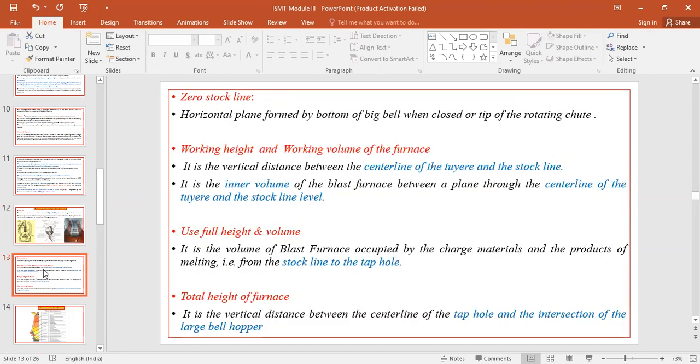And then the zero stock line, that is the horizontal plane formed by the bottom of the big bell when closed, or the tip of the rotating chute. So that is the zero stock line, meaning there is no burden at a particular location. And then working height and working volume of the furnace. It is the vertical distance between the center line of the gear and the stock line.